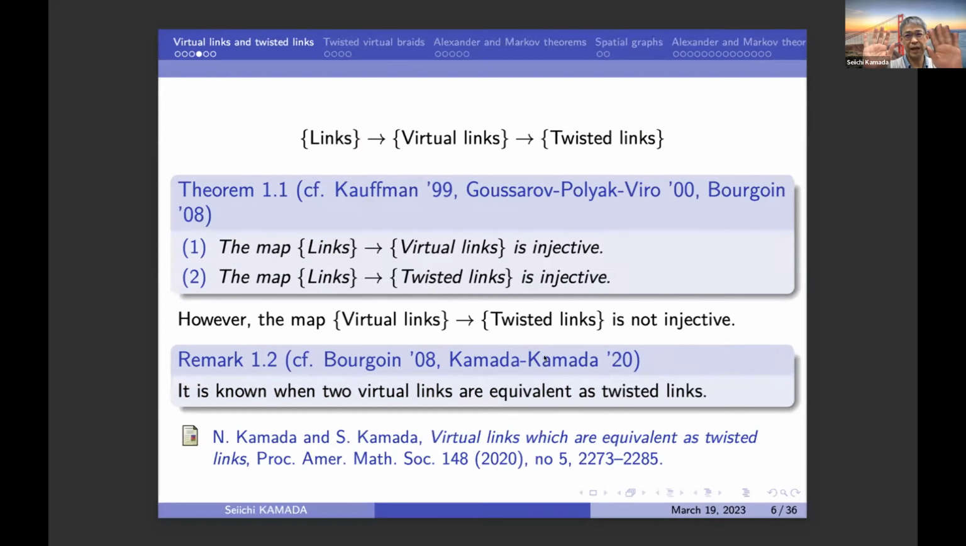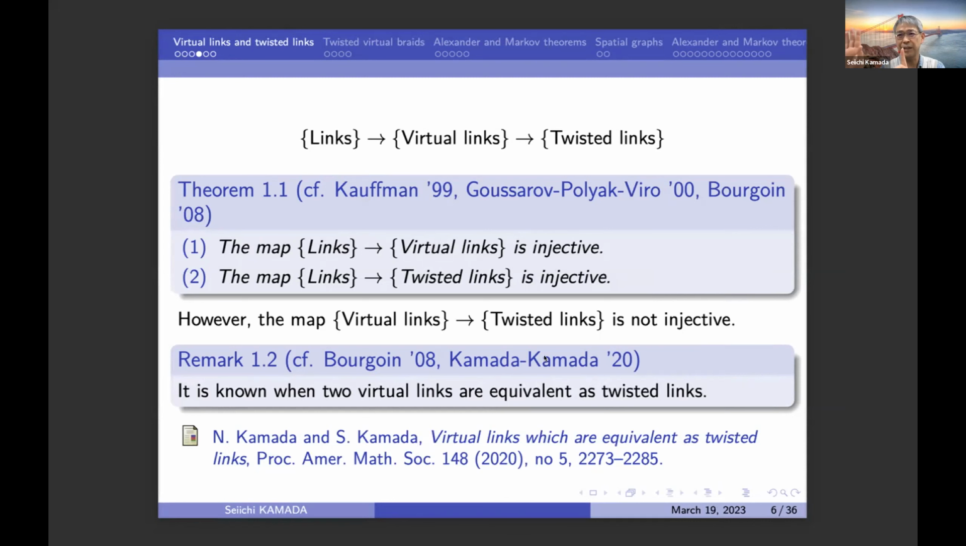If we have two virtual knots, K and K prime, they are equivalent as twisted links if and only if K is equivalent to K prime as virtual knots, or K is equivalent to the virtual dual of K prime. The virtual dual means first considering the reflection image by a straight line on the plane. So we have a diagram, put a straight line and take a mirror image by this straight line. After that, take all positive and negative crossing changes. So that is what I call the virtual dual.